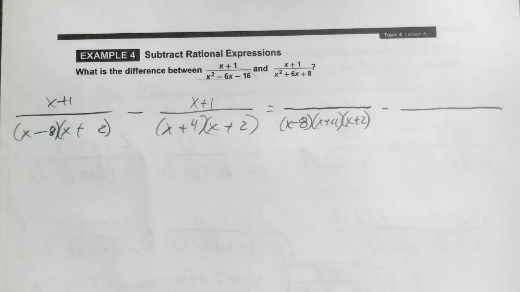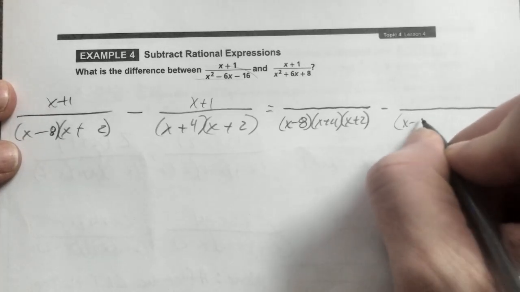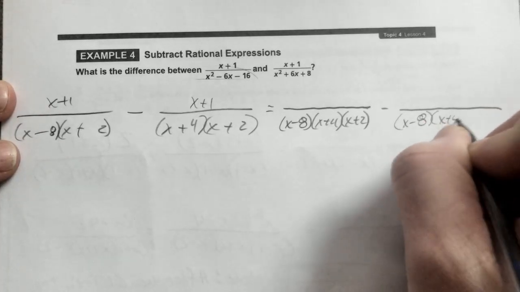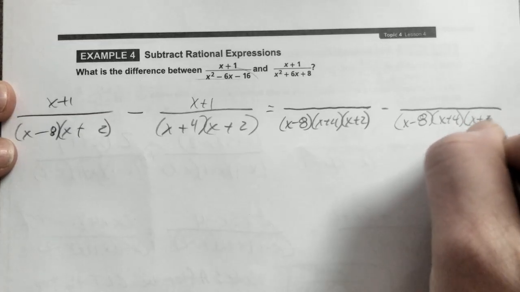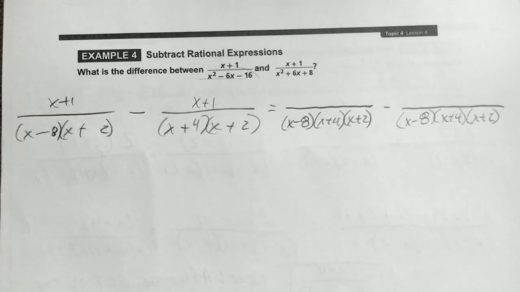All right, so we have a common denominator. The common denominator we found is x minus 8, x plus 4, and x plus 2. We found that common denominator because they share an x plus 2, and x minus 8 and x plus 4 are the extras, right? So what they share and the extras will always be your common denominator.